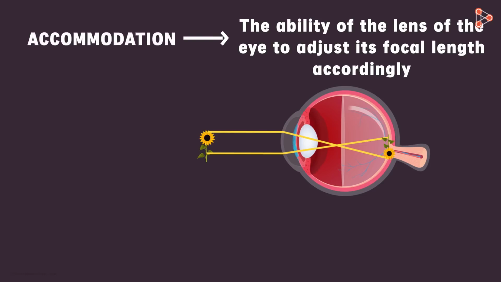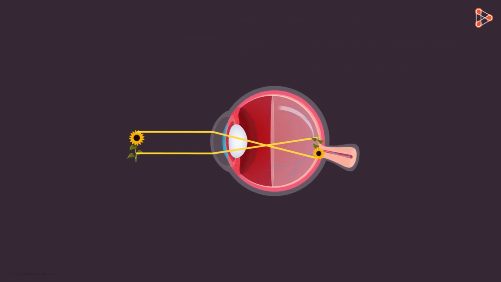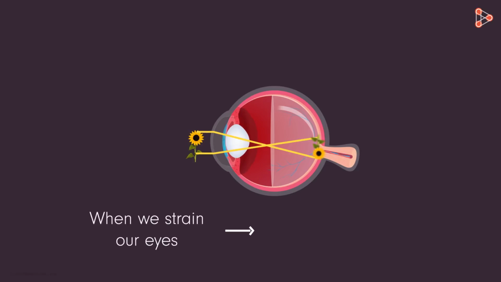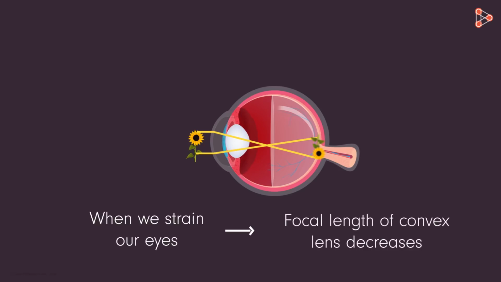Now obviously, there is some limit to which the lens can increase or decrease its focal length. One of the cases is when the object is too close to the normal eye. If you take an object very close to your eye, the image appears to be distorted. You will not be able to see the object clearly. This is because the image is not formed on the retina. In that case, we have to strain our eyes in order to view the object with clarity. When we strain our eyes, what we are actually doing is trying to reduce the focal length of the lens. We can try that, but we will still not be able to see the object clearly.